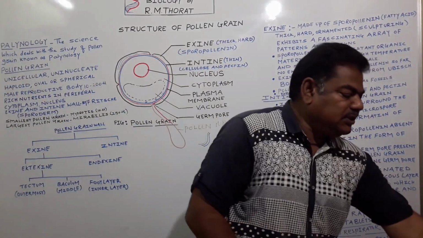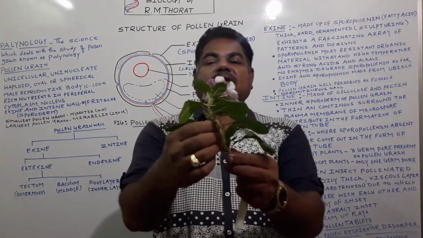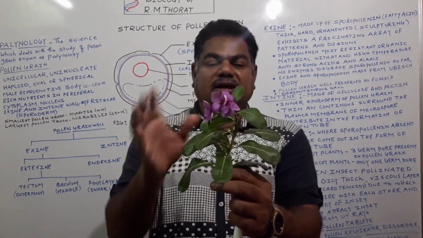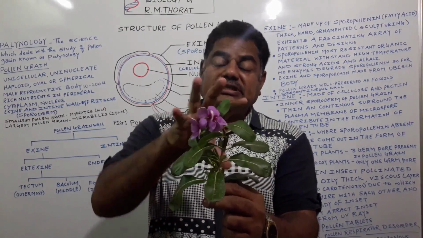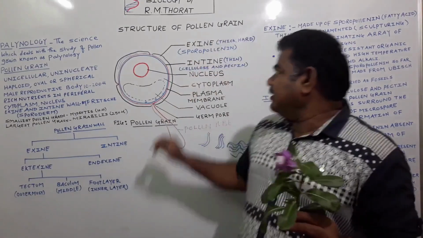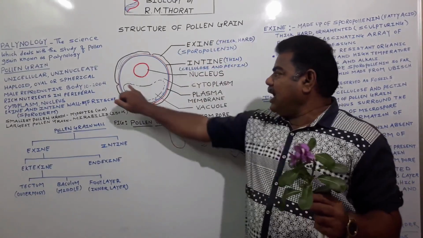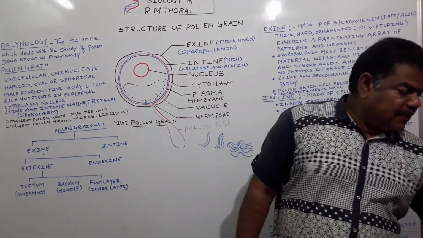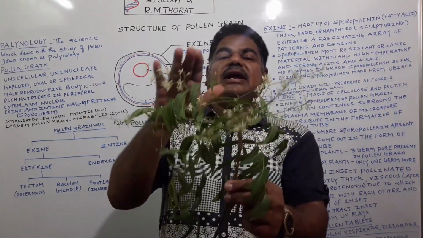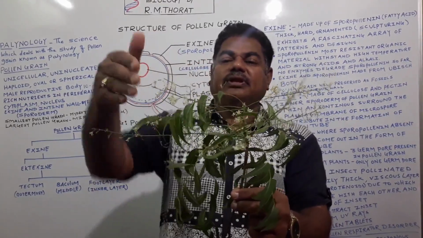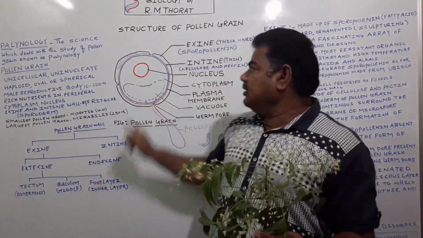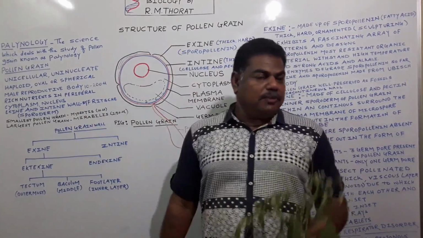Second example, see this one. This one is the example of Vinca rosea. It is also a dicot plant. Means in this dicot plant, in the pollen grain, 3 germ pores are present. 1, 2 and 3. Next example here. We call it Azadirachta indica, neem. In this plant also, in the pollen grain which is formed, 1, 2, 3 germ pores are present.